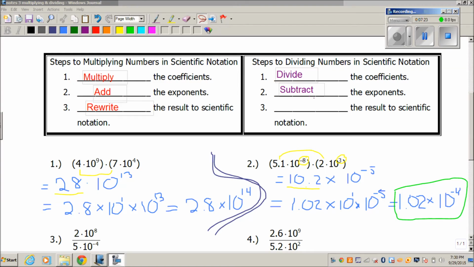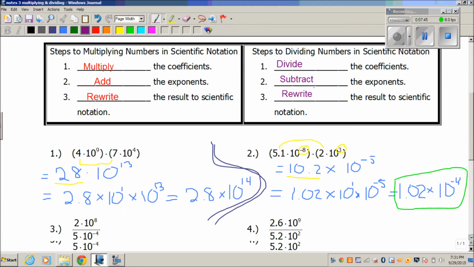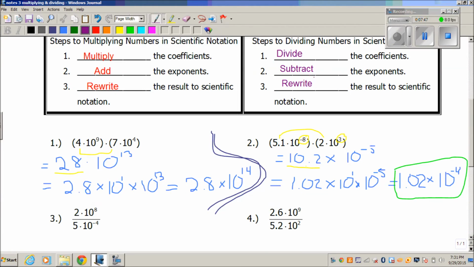And again, as before, once you've done that, you want to stop and take a look at your answer. Sometimes the result might have to be rewritten so that it's correctly written in scientific notation. Sometimes you might not have to. So you definitely want to check to see if you have to rewrite the result to scientific notation. Okay, so now let's take a look at how we can use that in our examples down here.